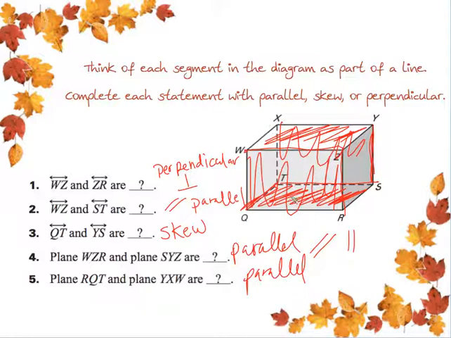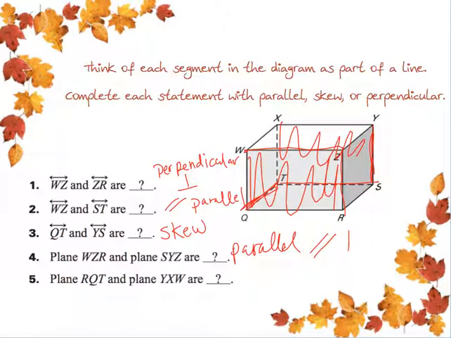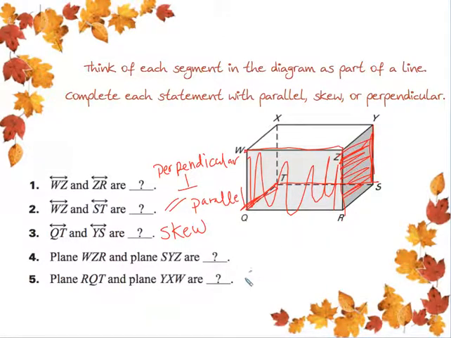Let me check those. WZR is the front. SYZ. Okay, wait. Sorry. SYZ was this side plane over here. So these are parallel, but these are perpendicular.